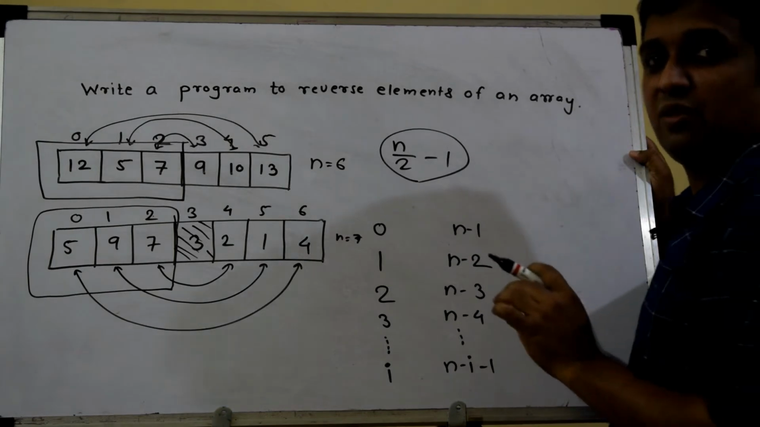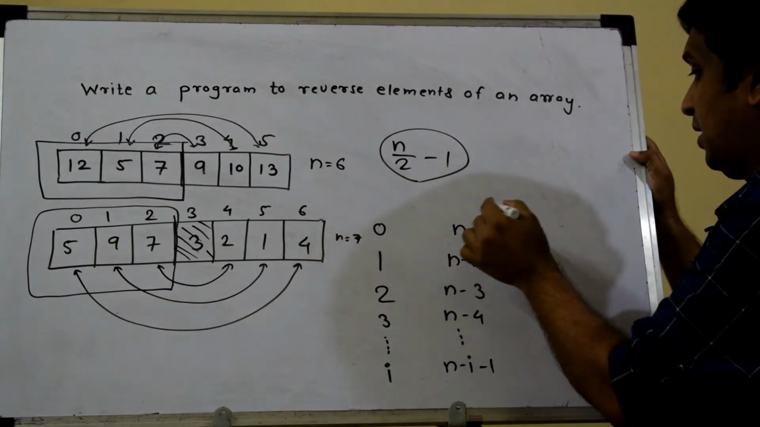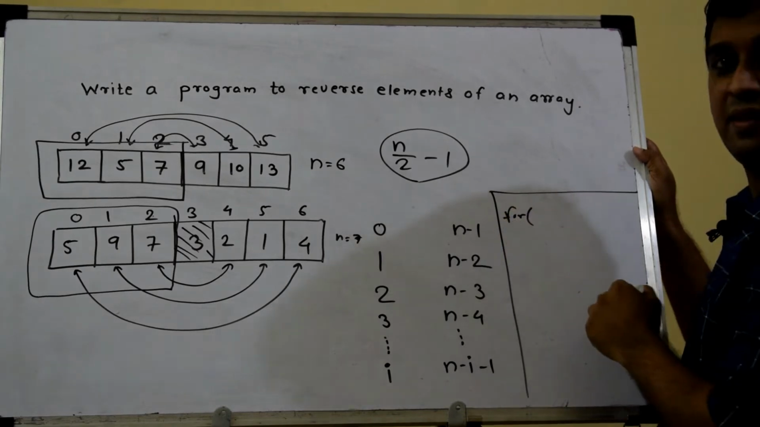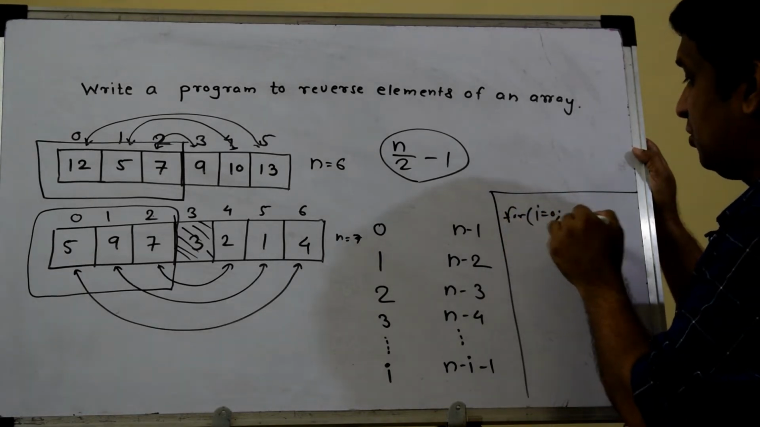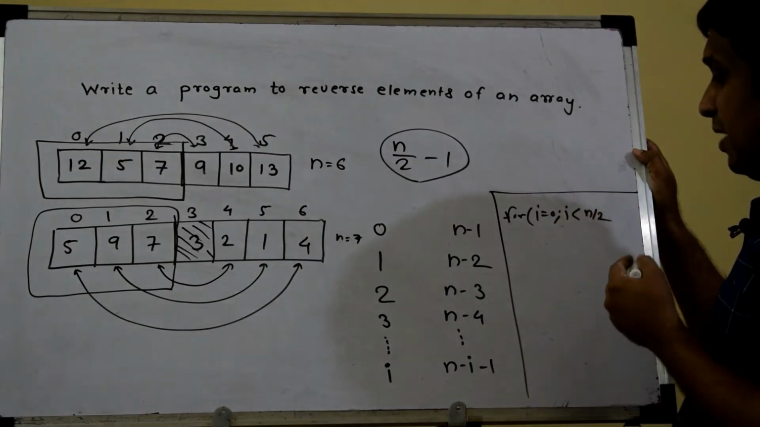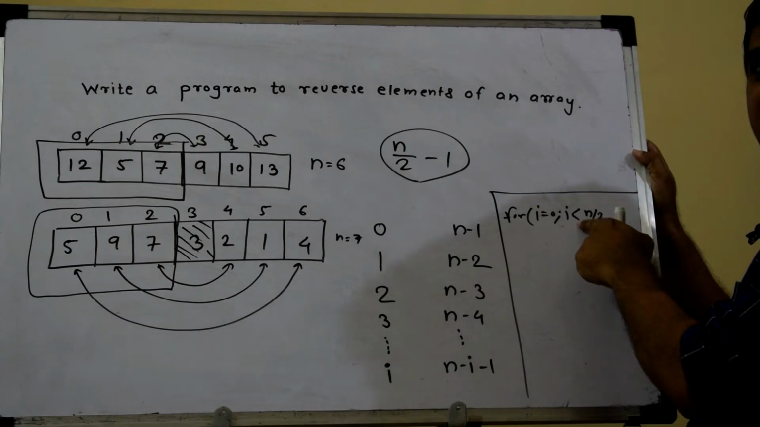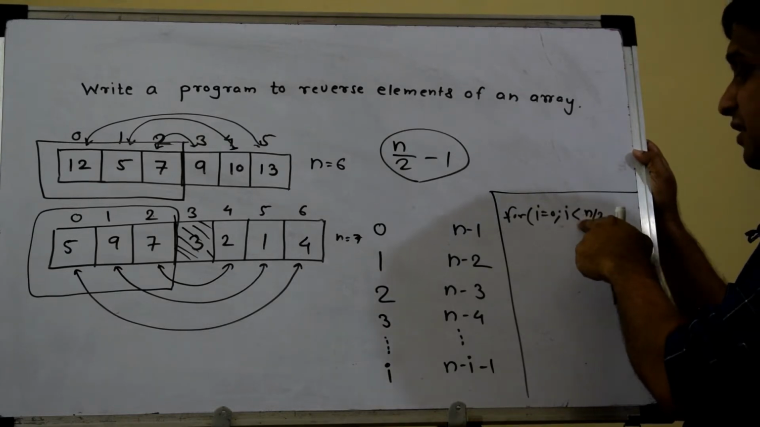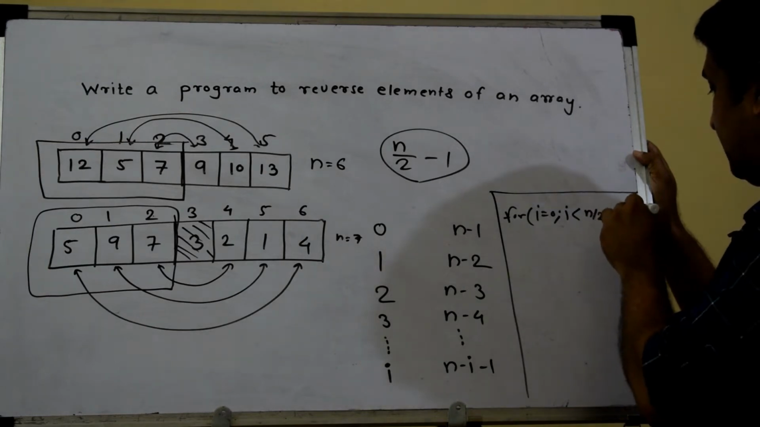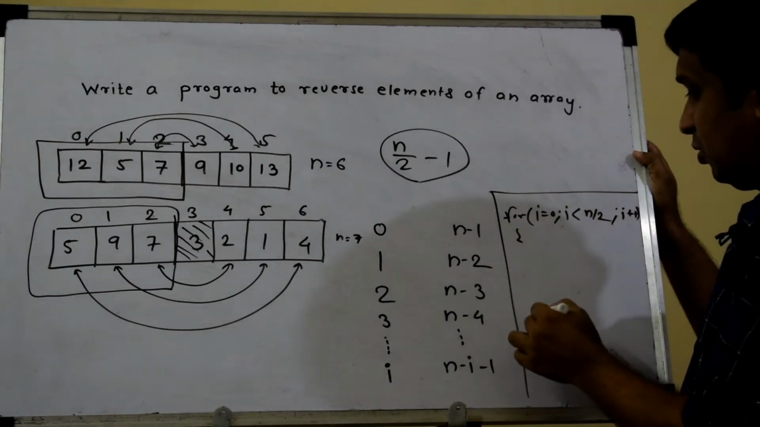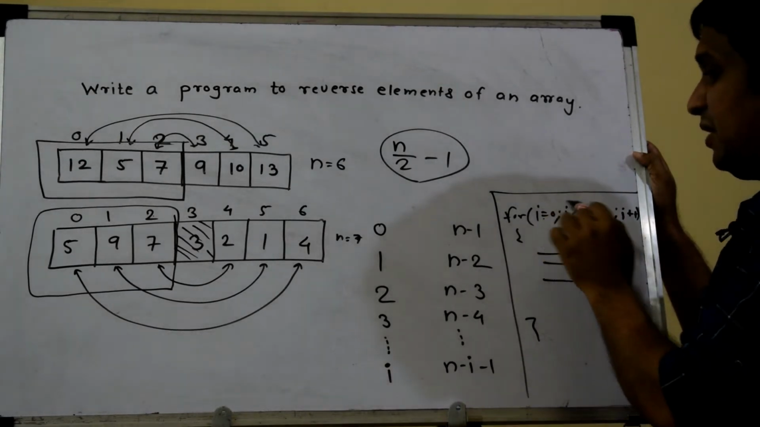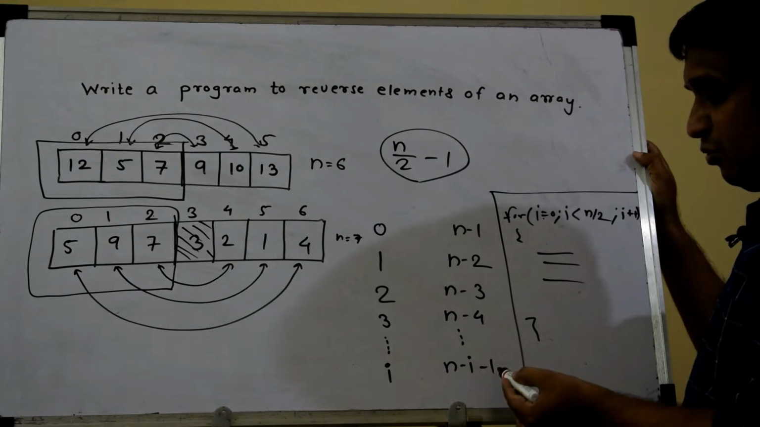If you want to write code for that, there will be a single for loop. It will be something like this. I will write for, then I will start with 0. I will go till n by 2 minus 1. That means the condition will be i is less than n by 2, because when I write less than n by 2, it will go up till n by 2 minus 1, i plus plus. And in this for loop there will be code for swapping the ith element with the n minus i minus 1th element.